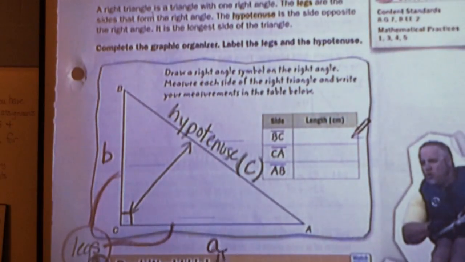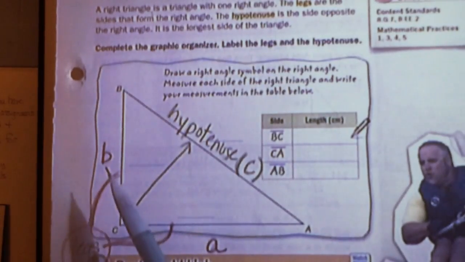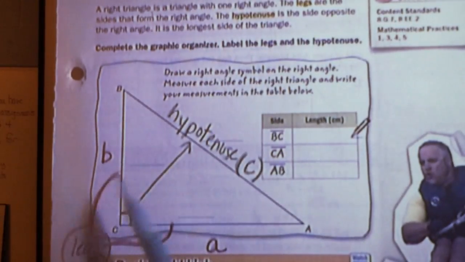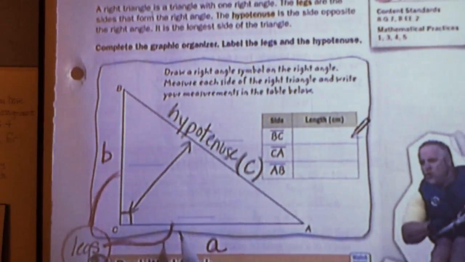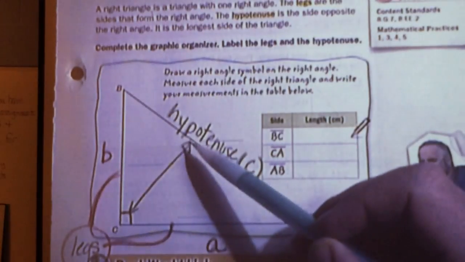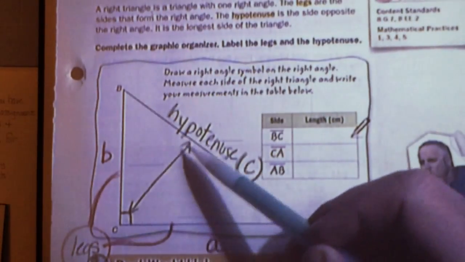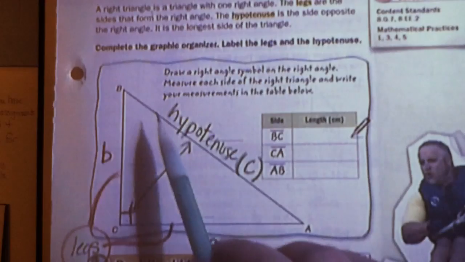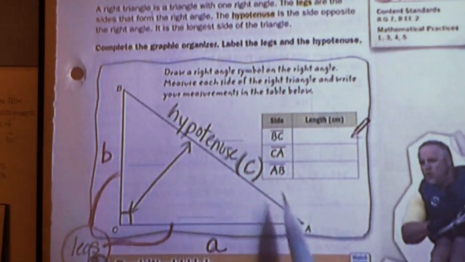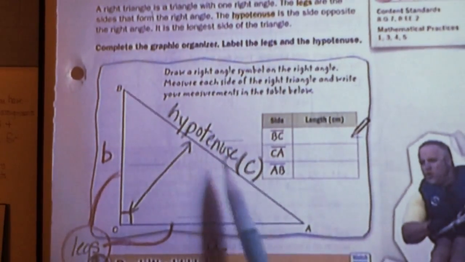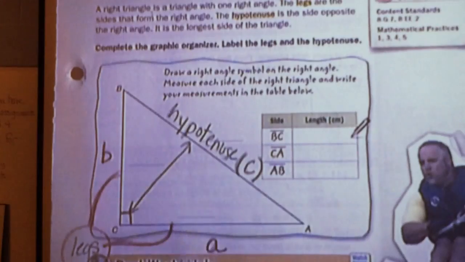The legs are letters A and B. You can interchange those two. It doesn't matter which one's A and which one's B, but the legs definitely have to be those two letters. The hypotenuse is always the side that's directly across from the right angle. Notice it's always the longest side of the triangle, and it has to be letter C. The hypotenuse has to be letter C.